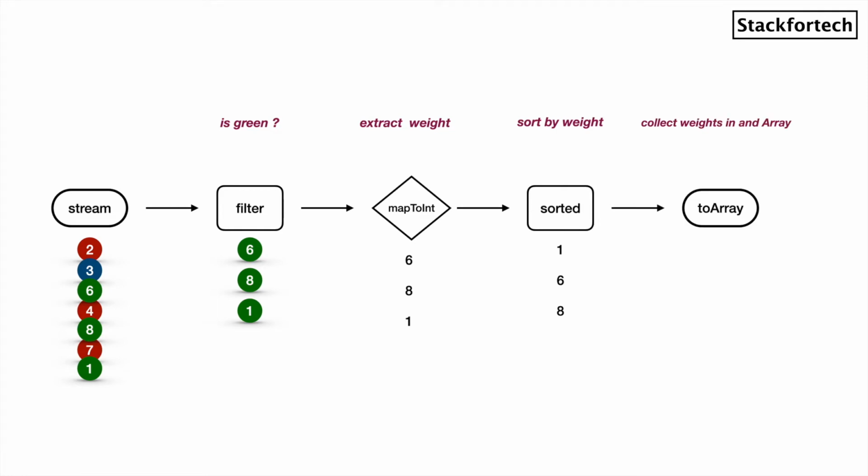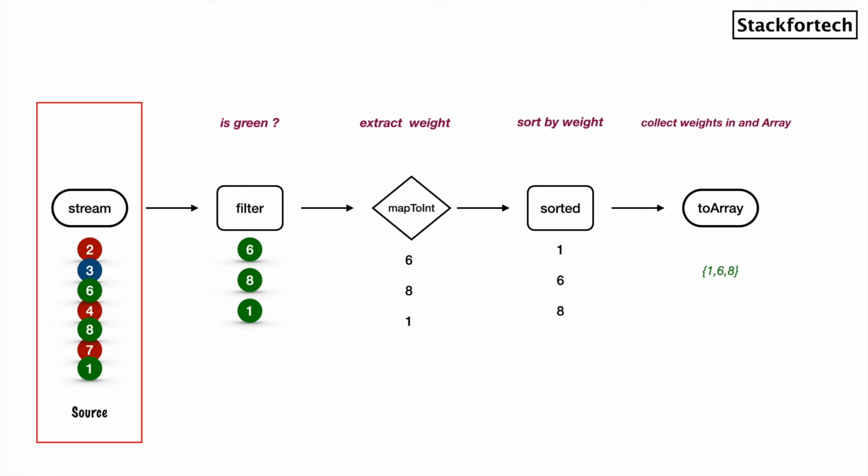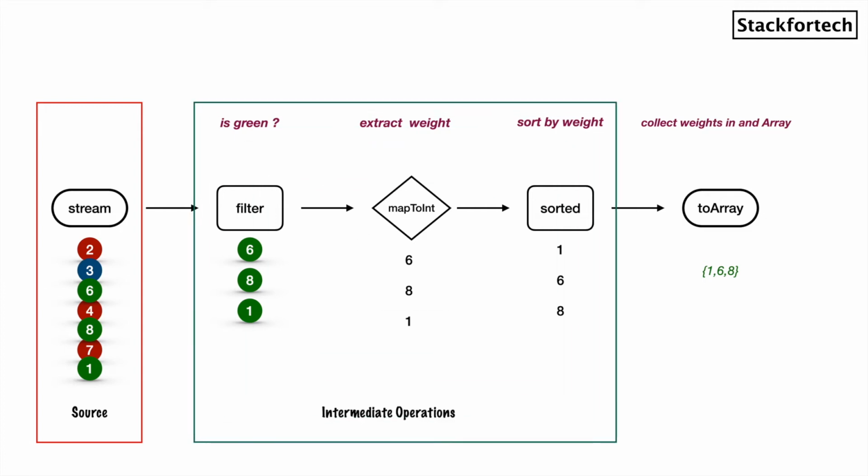weights into an array. If you look step by step, the first step was to get the source of data. So we are getting the source of data from the list of widgets. Then the next step is that we can have zero or multiple intermediate operations. In this particular example, we have three intermediate operations. One is to filter the widgets by color. So we are getting the green colored widgets.